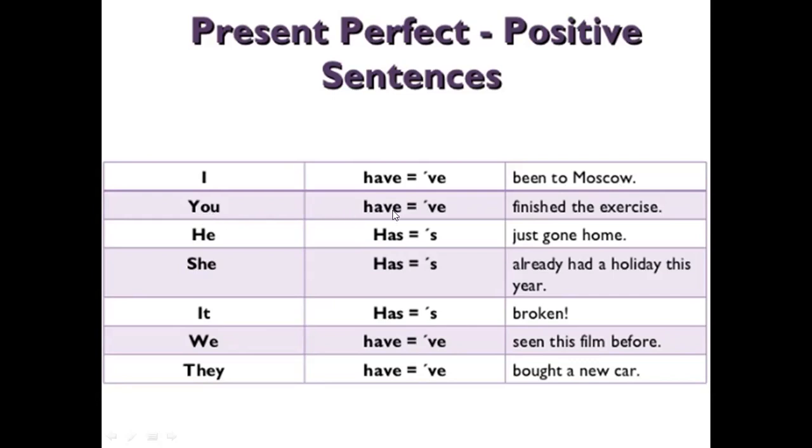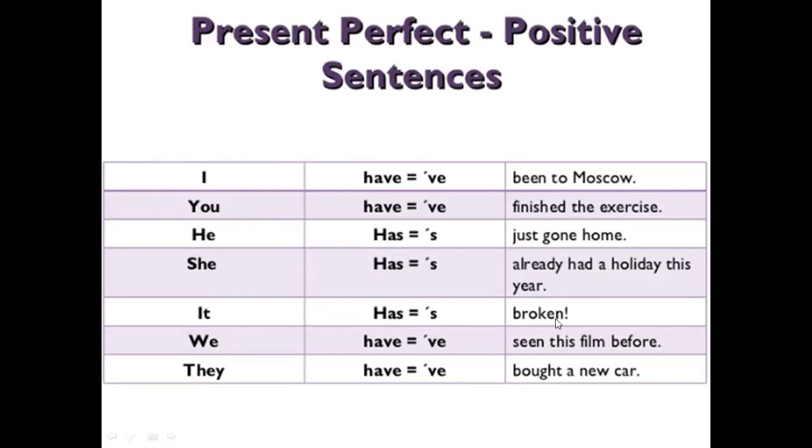You have finished the exercise. You is the subject, have, and then past participle, finished. He has just gone, past participle, home. She has already had a holiday this year. So had is the past participle. And then we have here the time expression, or the adverb, already.